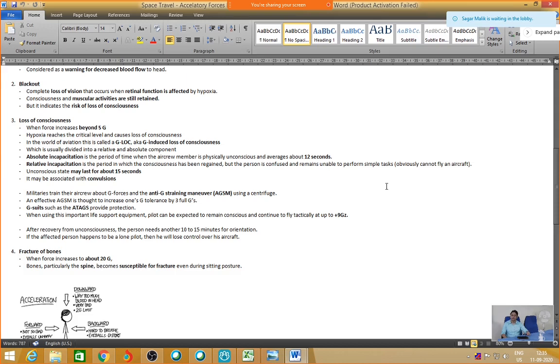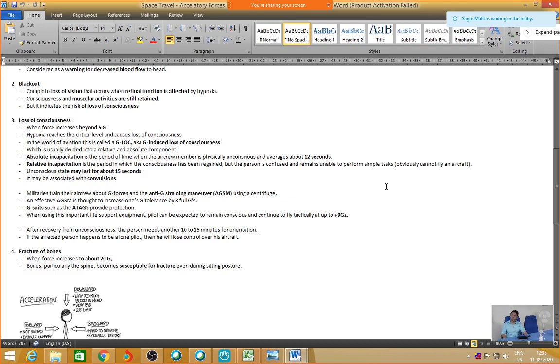Okay, first, you cannot do anything when your consciousness is lost. This usually lasts for around 12 seconds. For around 12 seconds the person goes completely unconscious. That means for a duration of 12 seconds the person cannot do anything. That is known as the absolute incapacitation stage of G-LOC.